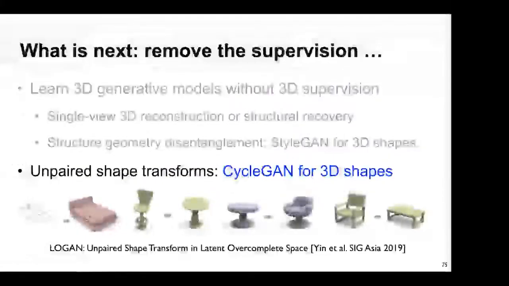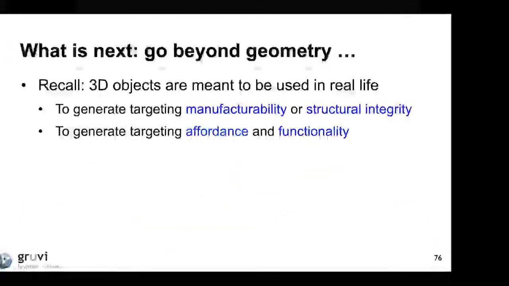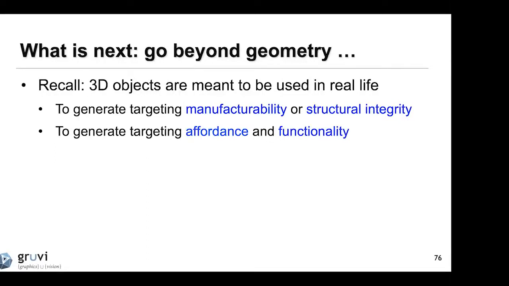Another line of work is unpaired shape transform, which is like a CycleGAN for 3D shapes. We had some preliminary results along those lines. And also going beyond geometry. As I mentioned, the reason we generate 3D shapes is to use them in real life. To be able to use them, you want them to have good affordance. You want them to function. And if you want to produce them physically, you want them to have structural integrity and manufacturability. I think all of these criteria really haven't been studied much at all in the development of 3D generative models.